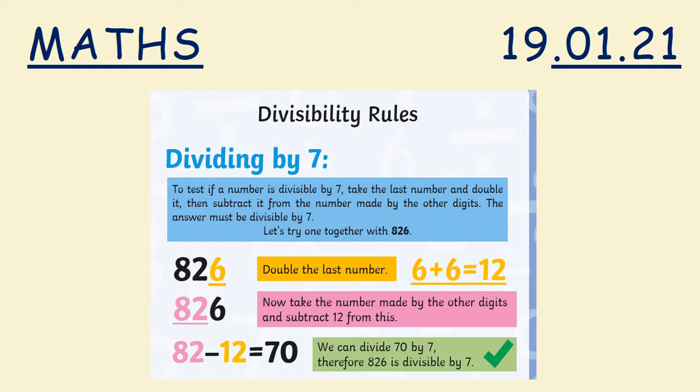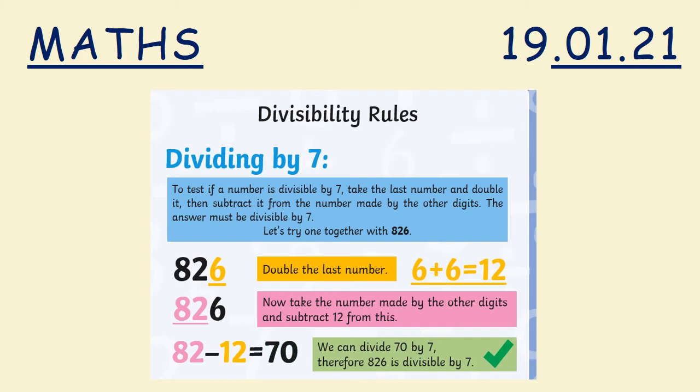Dividing by 7. To test if a number is divisible by 7, take the last number and double it. Then subtract from the number made by the other digits. The answer must be divisible by 7. Let's try one together with 826. Double the last number, 6 plus 6 is 12. Now take the number made by the other digits and subtract 12 from this. So 82. We can divide 70 by 7.